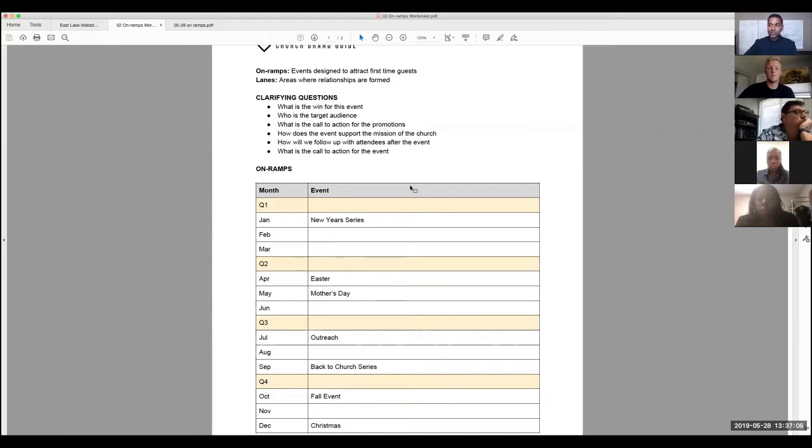Your events are going to be executed at a higher level. So this is just to help you think in advance. But every single event should have those questions attached to it. Just repeat those questions over and over again, even if it starts to get old, because somebody's going to be new on your team and this is going to be new to them. So just keep on running that play over and over again.